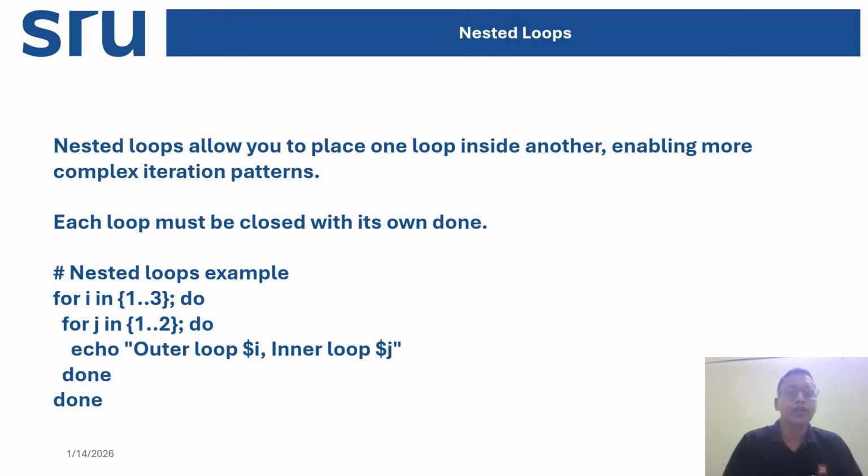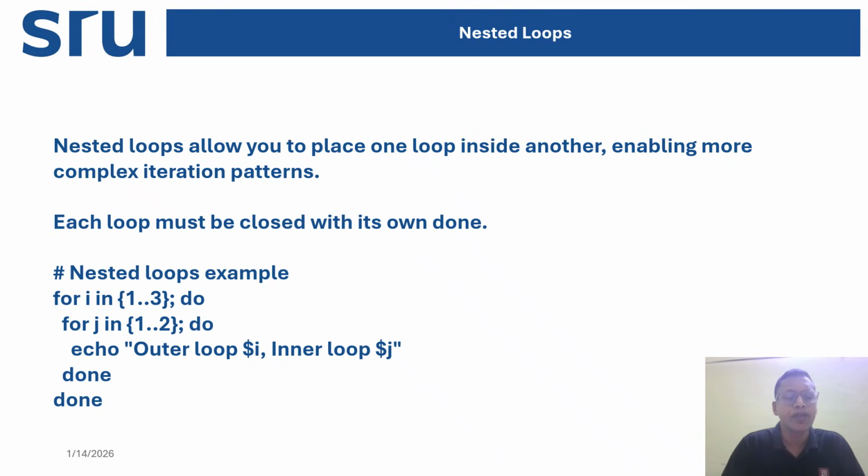Nested loop. Here nested loops allow you to place one loop inside another loop. It means a while loop inside another while loop, a while loop inside the for loop, a while loop inside the until loop, or a for loop inside a while loop. You can write any combination of control loops. You can use it. That is called nested loops.